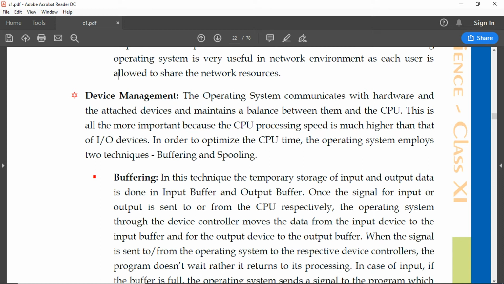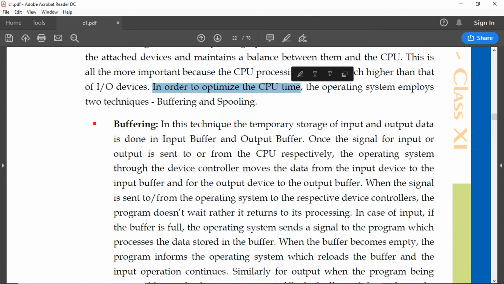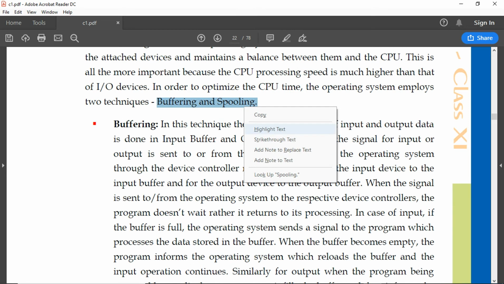the CPU. This is all the more important because the CPU processing speed is much higher than that of I/O devices. In order to optimize the CPU time, the operating system employs two techniques, buffering and spooling.